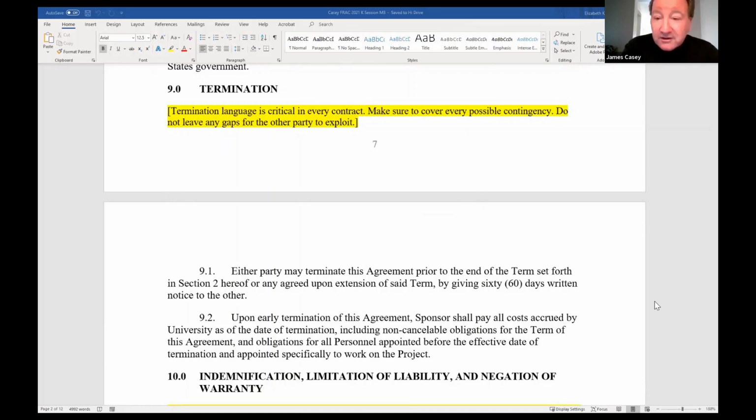Clause 9, termination. You want a completely sealed contract, meaning every area should cover contingency, but termination is incredibly important. You have to make sure that you are covering any contingency. You do not want the other party to take advantage of gaps to exploit.